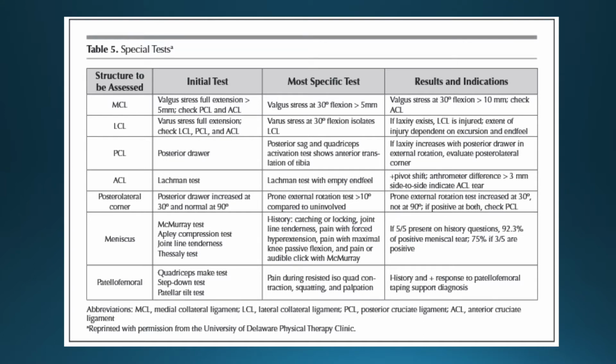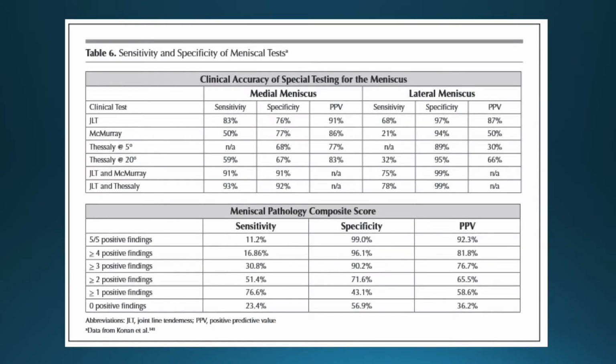With the patellofemoral joint, we can look at the quadriceps make test and the patellar tilt. We're looking at the history and positive response to patellofemoral taping to support the diagnosis. And this takes a look at the sensitivity and specificity of the several meniscal tests that have been devised. We have everything from joint line tenderness, McMurray's, Thessaly's. Down at the bottom, it has the composite score that we just discussed and the different sensitivities and specificities based on the number of findings, for your reference.